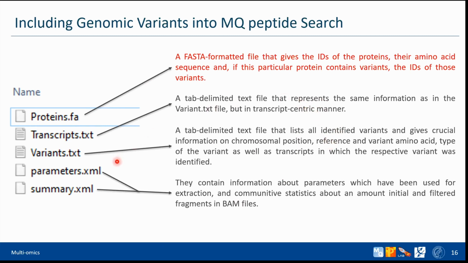There are also 2 XML files. They contain the information about the parameters which have been used for extraction, and cumulative statistics about the amount of initial and filtered fragments in the BAM file. After we extract all these variants, we get a new, customized database. Then we can move to the next step.